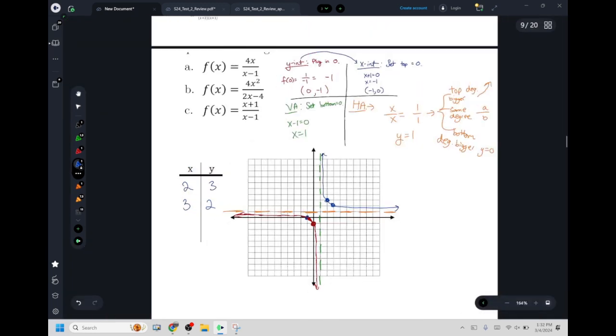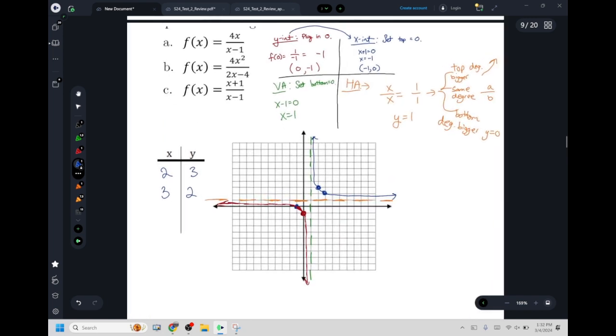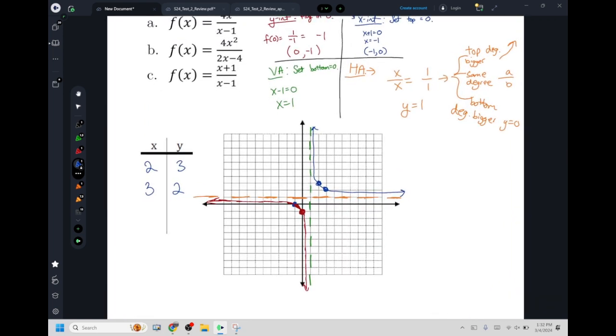We plugged and chugged a few points just to check. We got all our intercepts. We got our horizontal asymptote. We got our vertical asymptote.